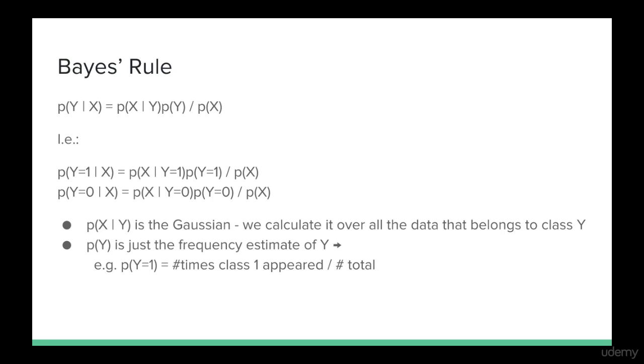This just says that the posterior, or P of y given x, is equal to the likelihood, which is P of x given y, times the prior, or P of y, divided by P of x. The likelihood part is the Gaussian we just talked about. We would calculate this by taking the data from each class and getting their means and covariances. The prior can just be the maximum likelihood estimate. So for example, P of y equals 1 would be the number of times class 1 appears, divided by the total number of samples.